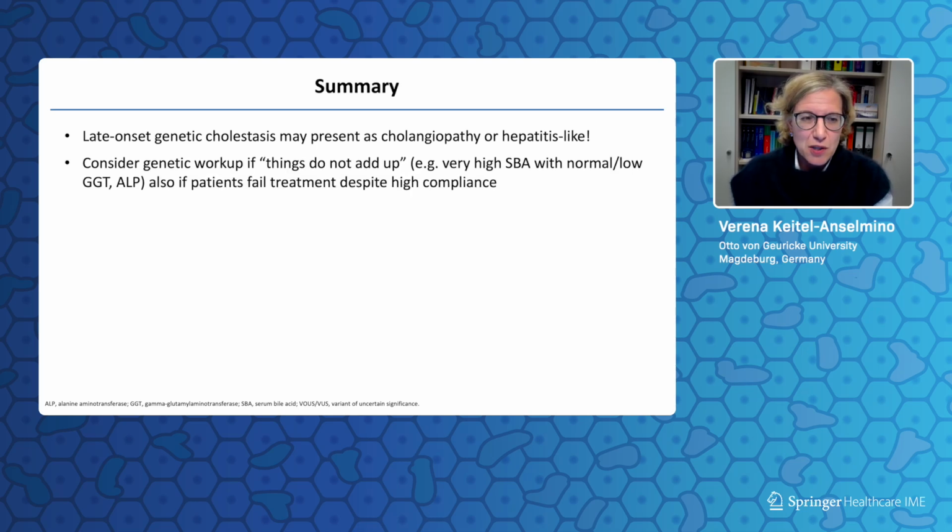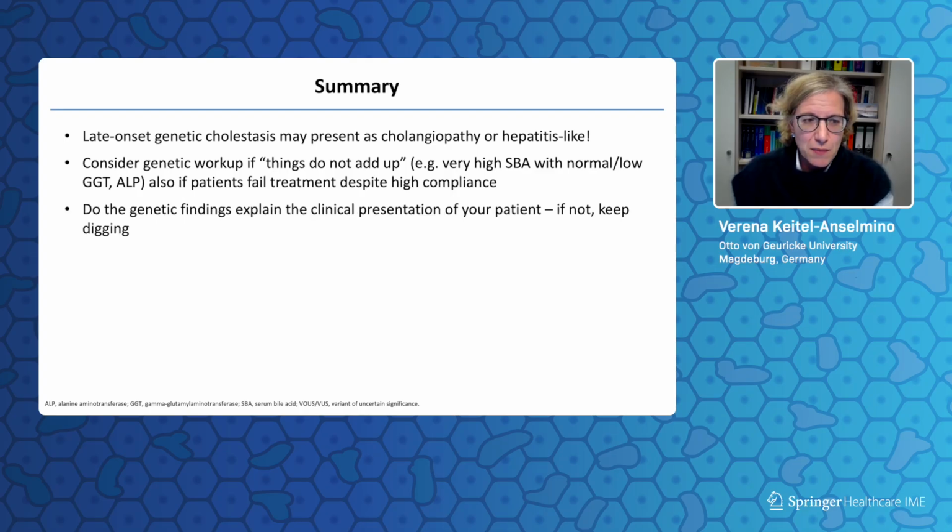We should consider a genetic workup always if things don't add up. For example, you have high serum bile acids and you have a normal or low gamma GT, and also if patients fail treatment despite high compliance in their treatment. We always should ask ourselves if the genetics really explain the presentation of our patient. If not, please don't overlook anything else we could find, so please keep digging.